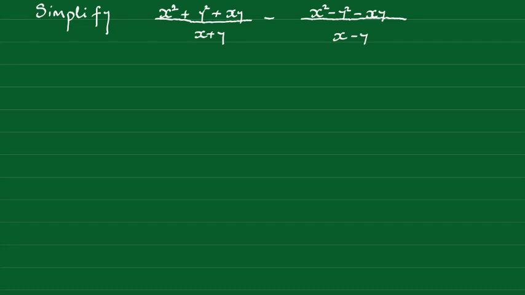We have this question from JAMB 1979, question 21, where we are asked to simplify (x squared plus y squared plus xy) divided by (x plus y) minus (x squared minus y squared minus xy) divided by (x minus y). Now, in solving this, we quickly write a solution.